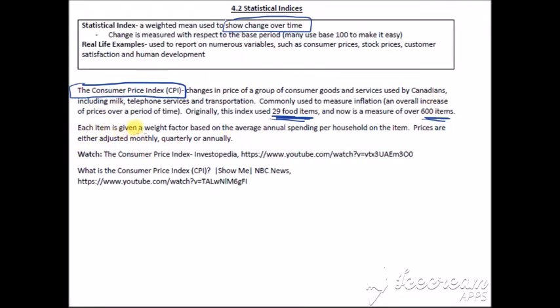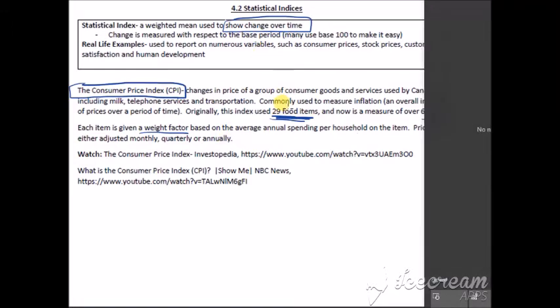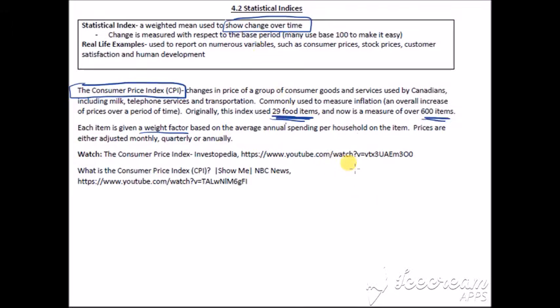Each item is given a different weight factor based on the average annual spending per household on that item. If it's more important to people or less important, more often bought, less often bought, that's what it would equate to. Prices are either adjusted monthly, quarterly, or annually. So go ahead, watch these two videos, try to get a little bit of a deeper understanding, and then we will continue.